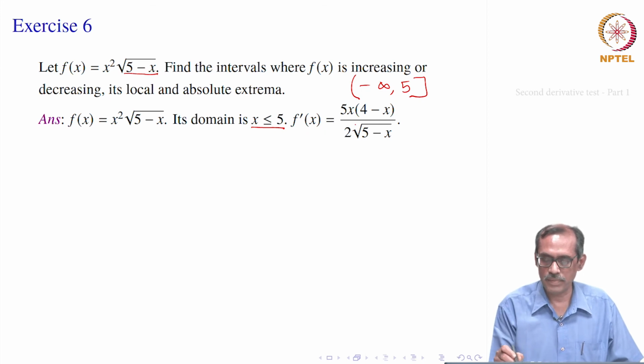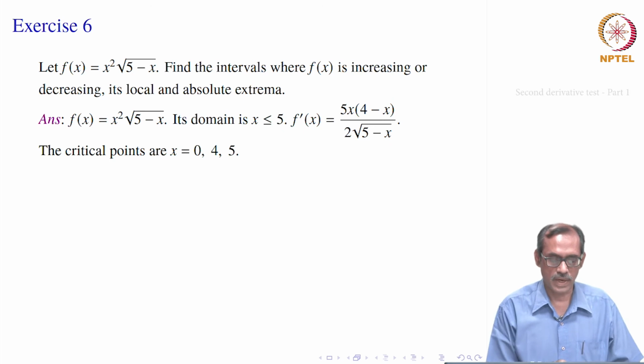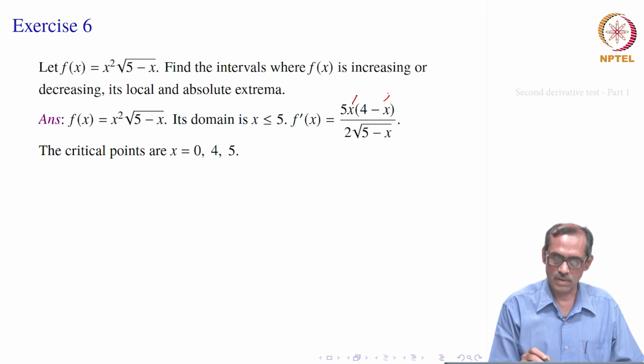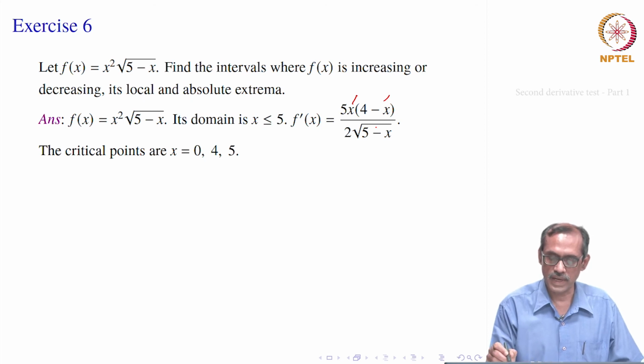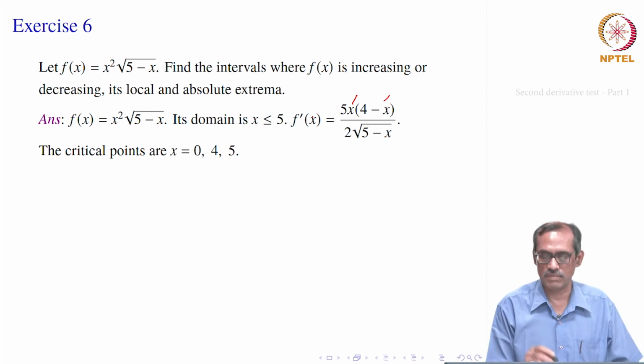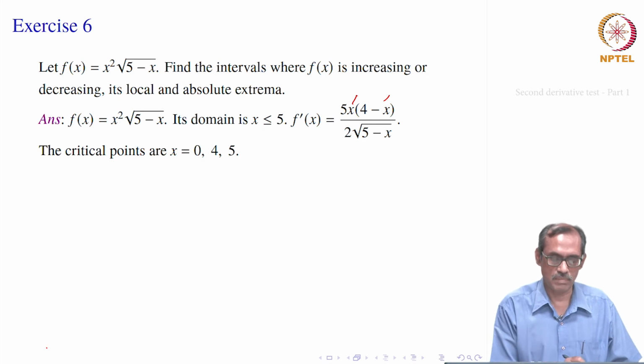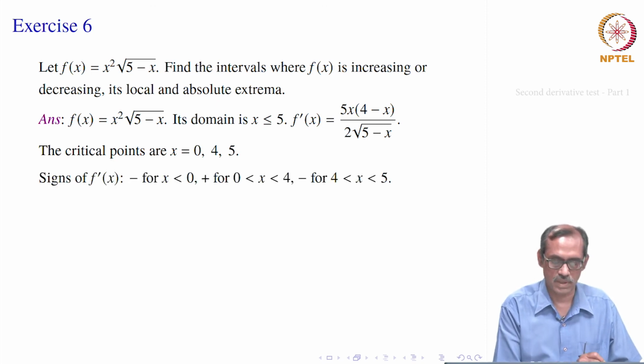So, there we find f prime of x equal to this, except at 5, where we do not have the derivative. So, for the open interval minus infinity to 5, at any point x, this is the derivative. So, the critical points will be x equal to 0 and x equal to 4, and the point x equal to 5 where f prime is not defined. So, these are the possible points, 0, 4 and 5, where we should discuss.